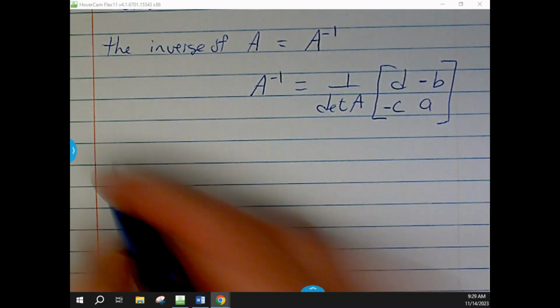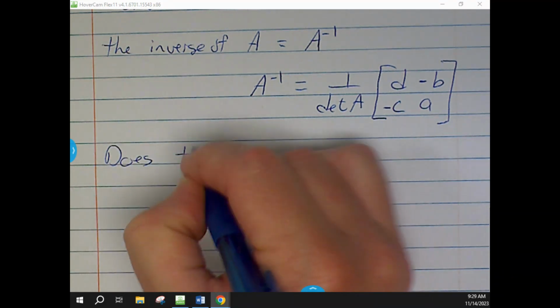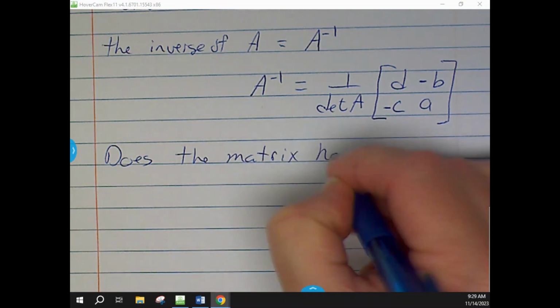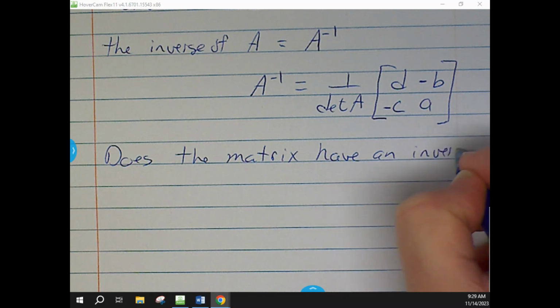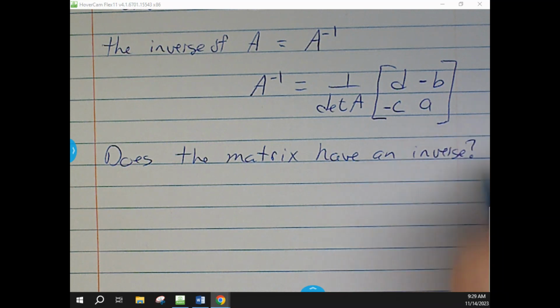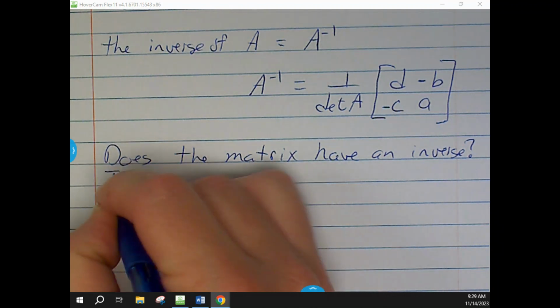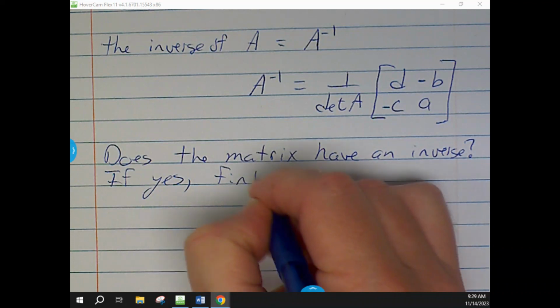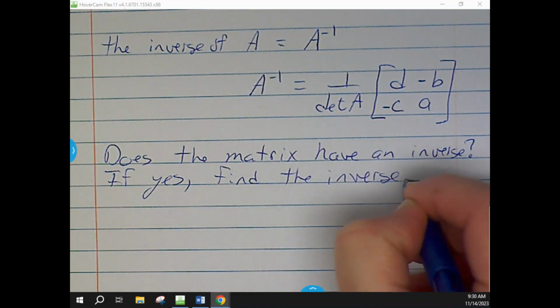Okay, so here's our question. We'll do a couple examples and we should be good. Does the matrix have an inverse? And then if yes, find the inverse.